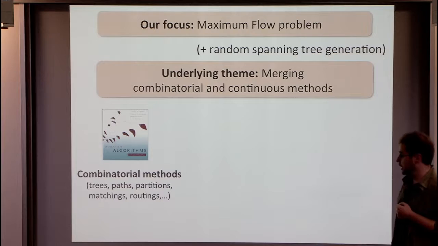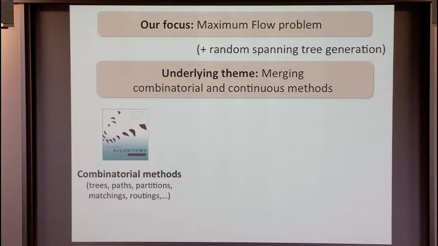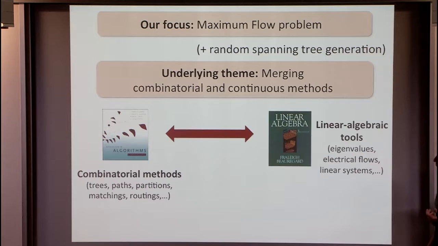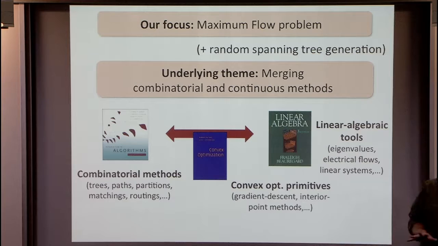mentioned in his talk, is that we want to look at this body of work on graph algorithms that is very combinatorial in nature. So we talk about trees, paths, partitions, and so on. And then we want to tie these objects to some linear algebraic tools, like eigenvalues, electrical flows in your systems. And then what we want to do is use convex optimization primitives as an intermediary that allows us to turn this understanding and this connection into actual fast algorithms. Okay? So this will be the underlying theme.